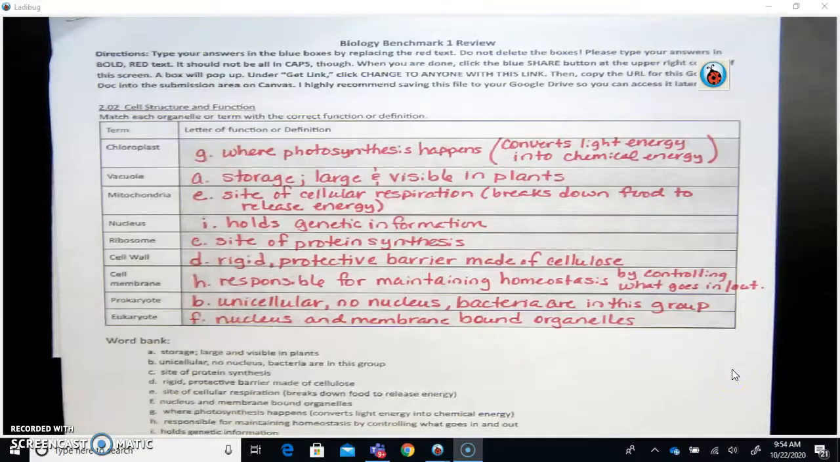Good morning. Today I would like to go over the Biology Benchmark 1 review. So let's jump right on into this. You have to know about the organelles that we went over for our cell unit.